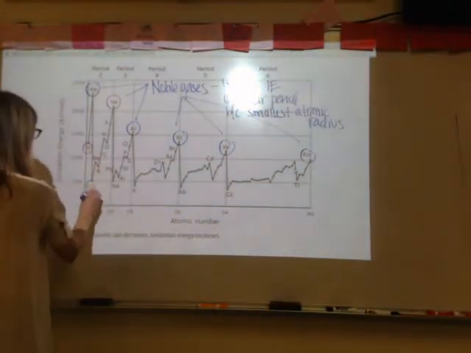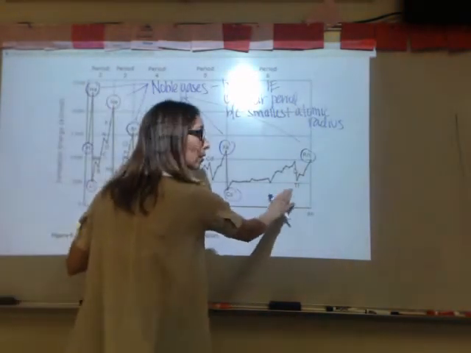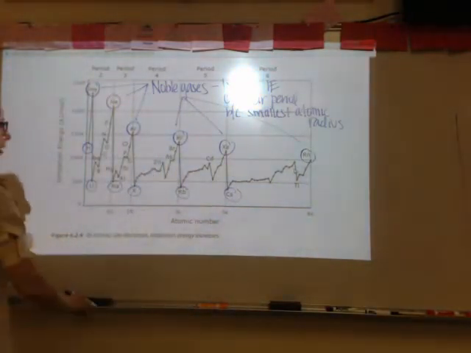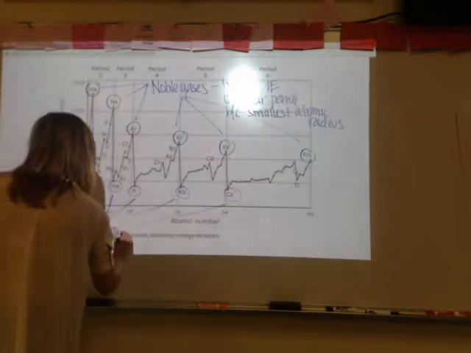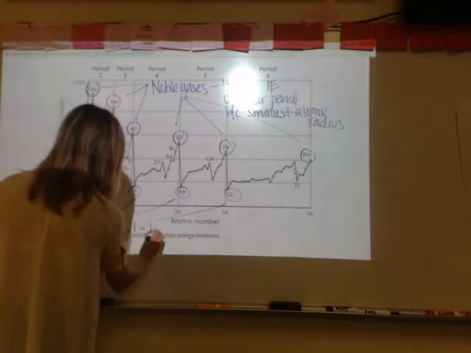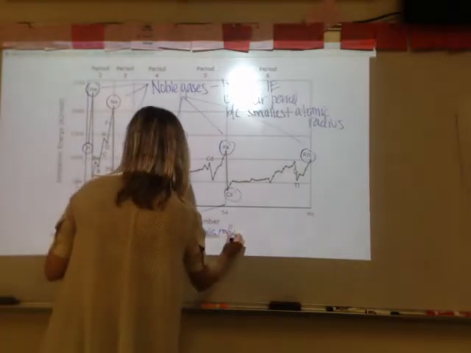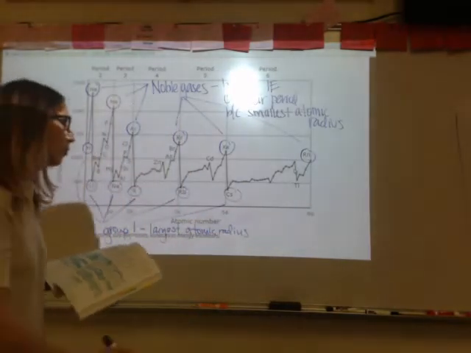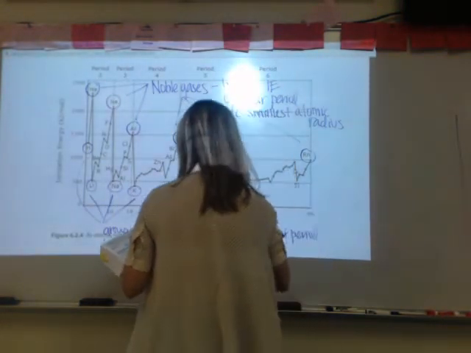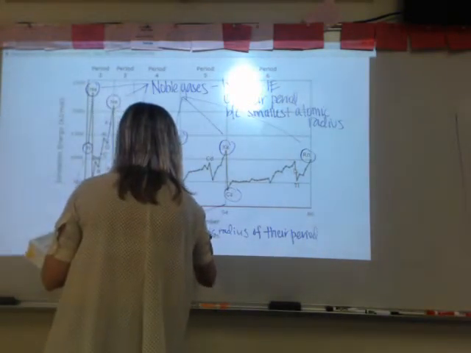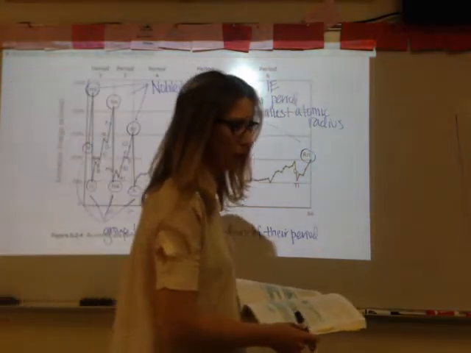Here I have my group 1 elements. For my group 1 elements, you will notice they have the largest atomic radius of their period. And that means they have the lowest ionization energy because the electron is further away from the nucleus, so it's so much easier to remove.